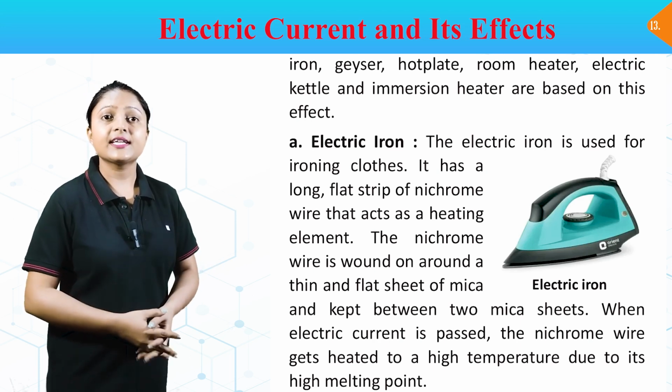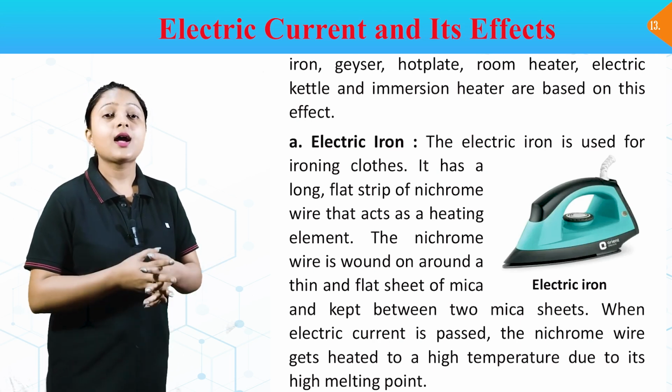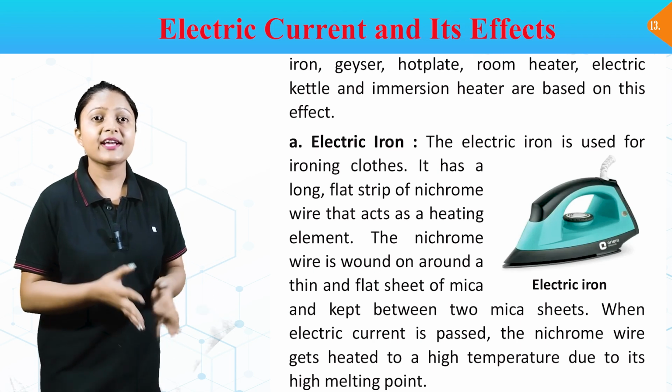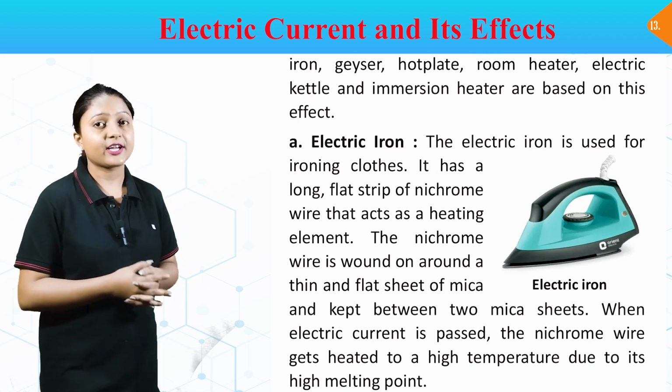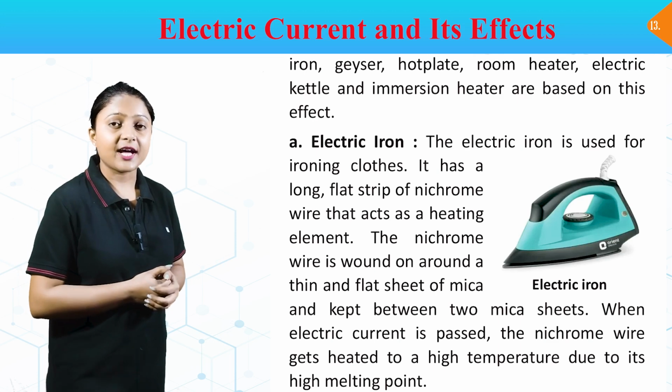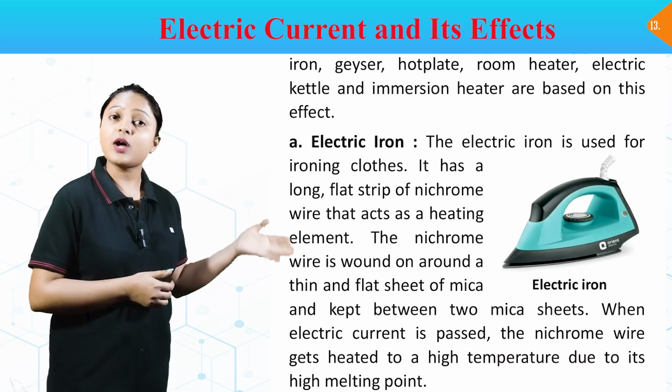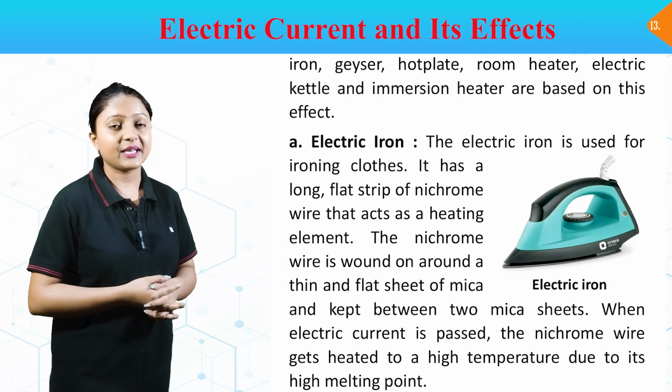The nichrome wire is wound around a thin and flat sheet of mica and kept between two mica sheets. When electric current is passed, the nichrome wire gets heated to a high temperature due to its high melting point.